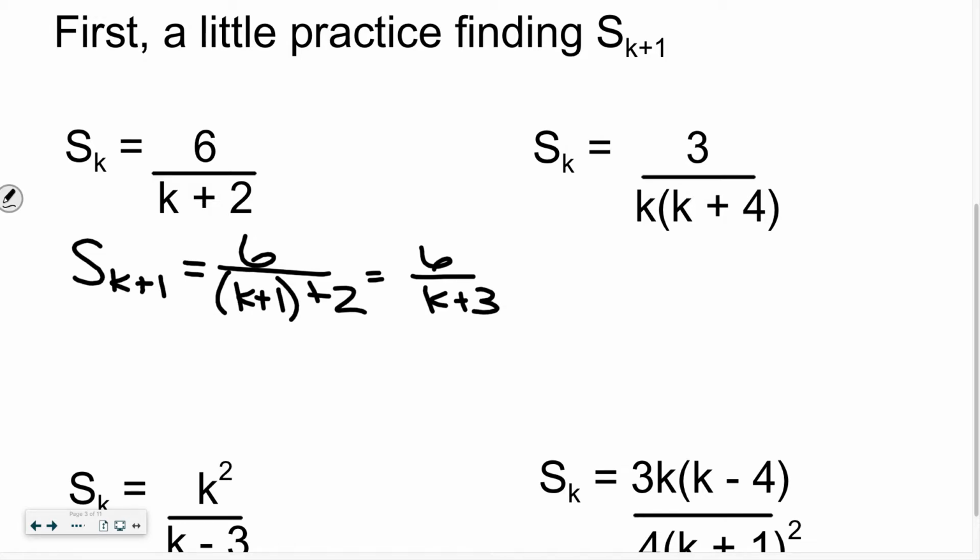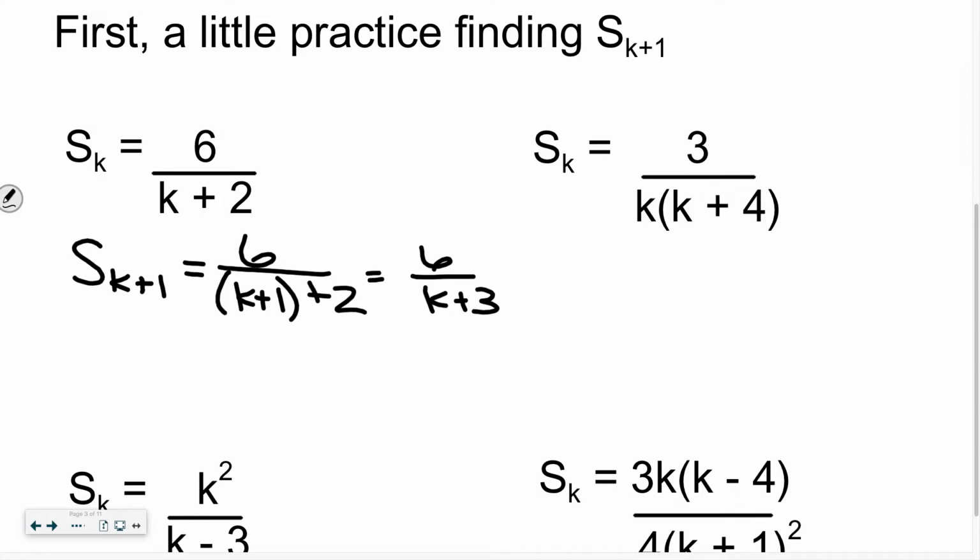So the sum of k terms is 6 over k plus 2. The sum of k plus 1 terms is 6 over k plus 3. And this is what we're going to be looking for in our proof so we know we're done. If we can get to 6 over k plus 3, we'll have made our proof.